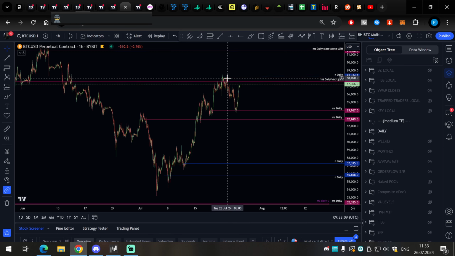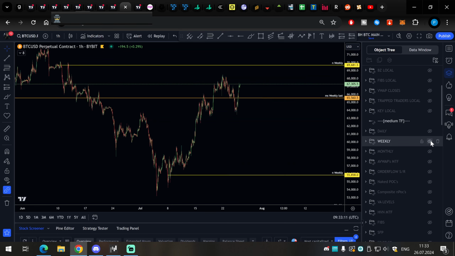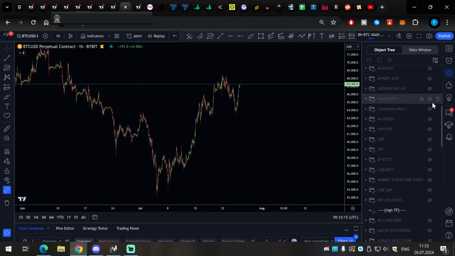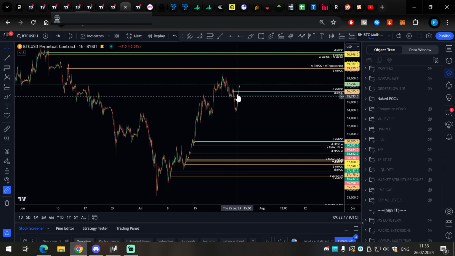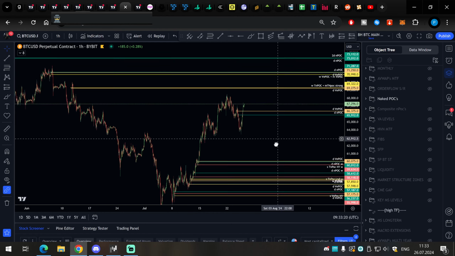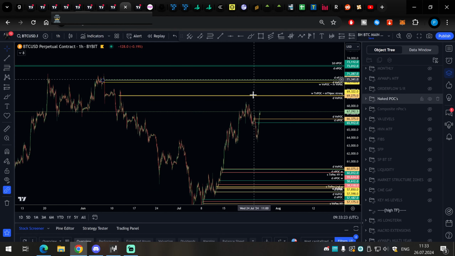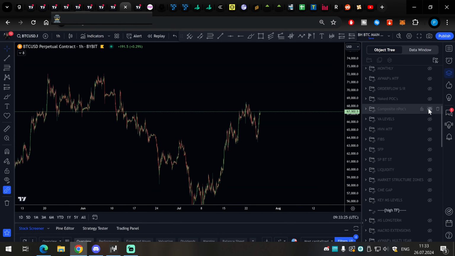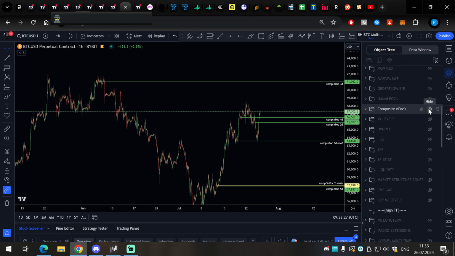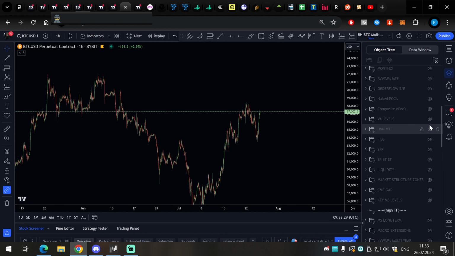Naked daily awaits us at the highs, and also a naked weekly is just above here. What else do we need from here? Naked points of control, two of them were traded. We see we have the majority below us, and then we have a lot of naked points of control above us, so it's going to be a new trade area definitely for us. Composite naked points of control were traded locally.